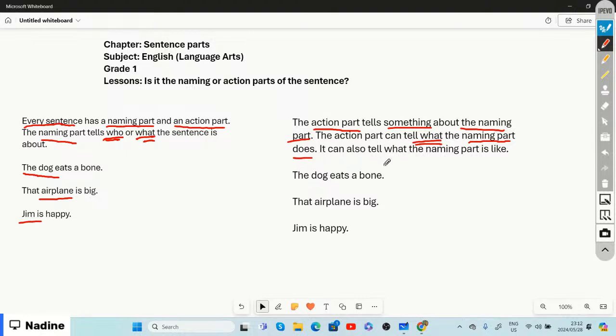And it can also tell what the naming part is like. So it doesn't necessarily just have to be what the naming part does, but also what the naming part is like. For example, the dog eats a bone. We see that the dog is the naming part. So now what is the naming part doing? And we can say he eats, or we can say eats a bone.